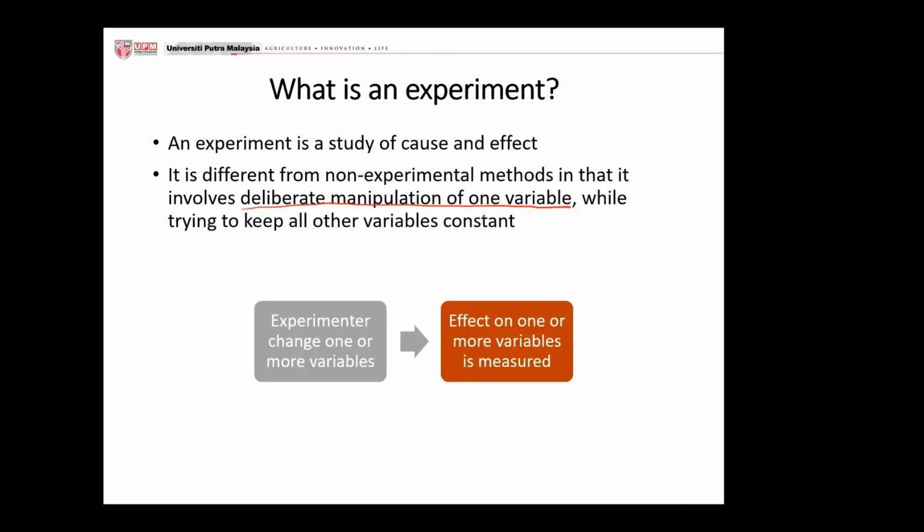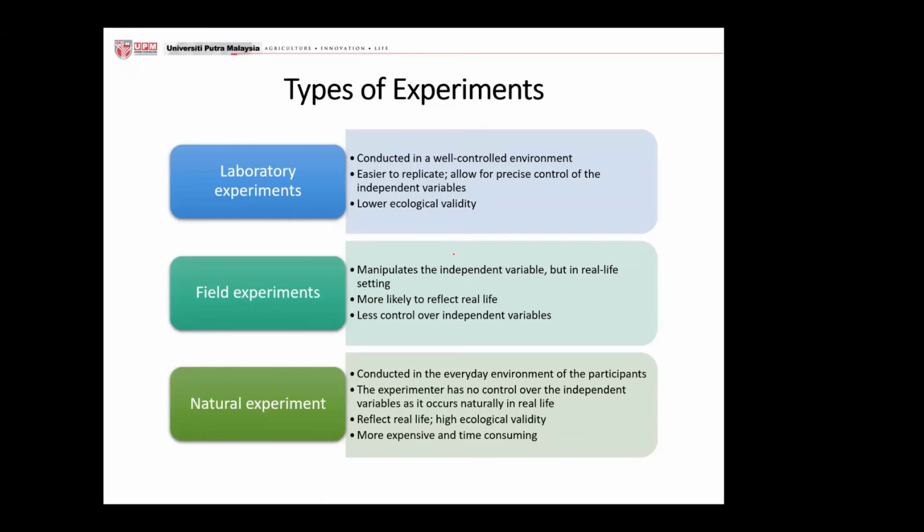And we will go into the concept of what is a variable. Okay, next. So just keep this in mind. What is an experiment? An experiment is to change one or more variables and measure the effect. Bearing that in mind, in experiments there are also many types. It can be done in the lab, or you go to the field, or it's a natural experiment. All three have differences.